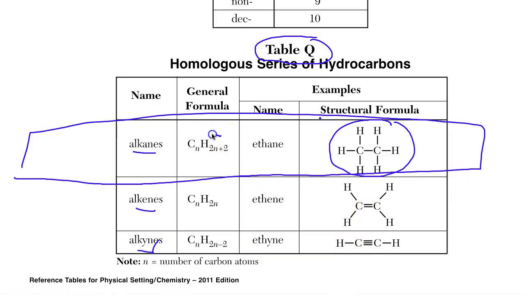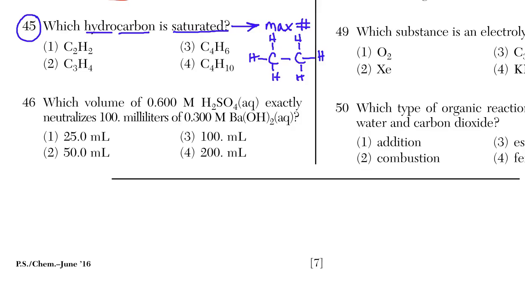So I'm looking for the formula that has the maximum number of hydrogens. So I'm looking to see CnH2n+2. Let's go back to the problem. So bringing back our formula of CnH2n+2, which of the following fits that scenario? Let's look at choice 4. Might be the answer.